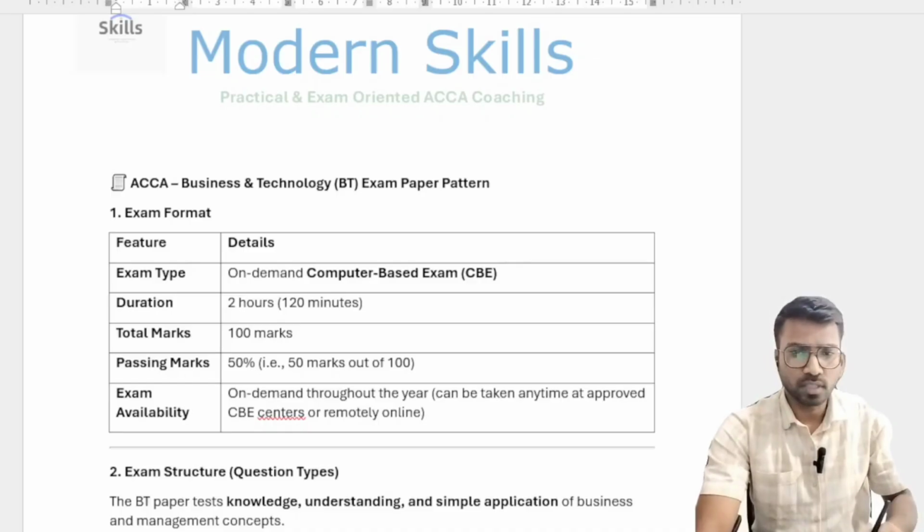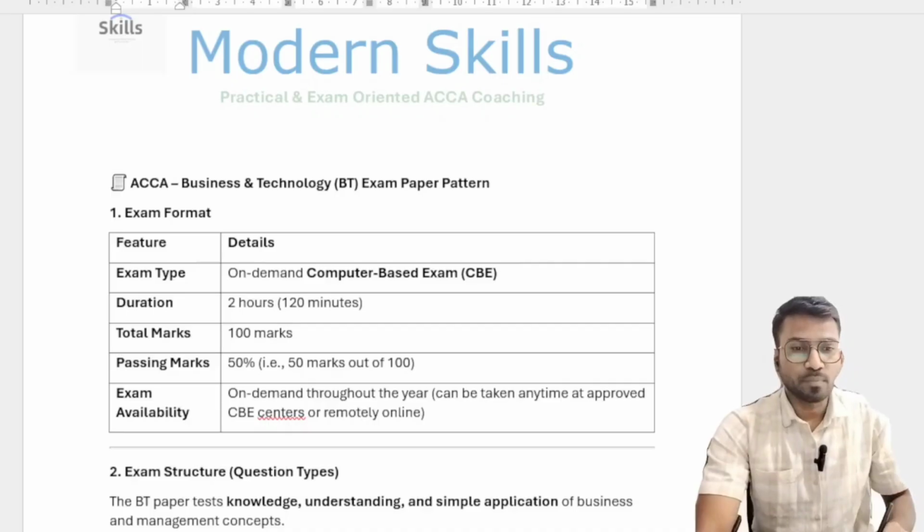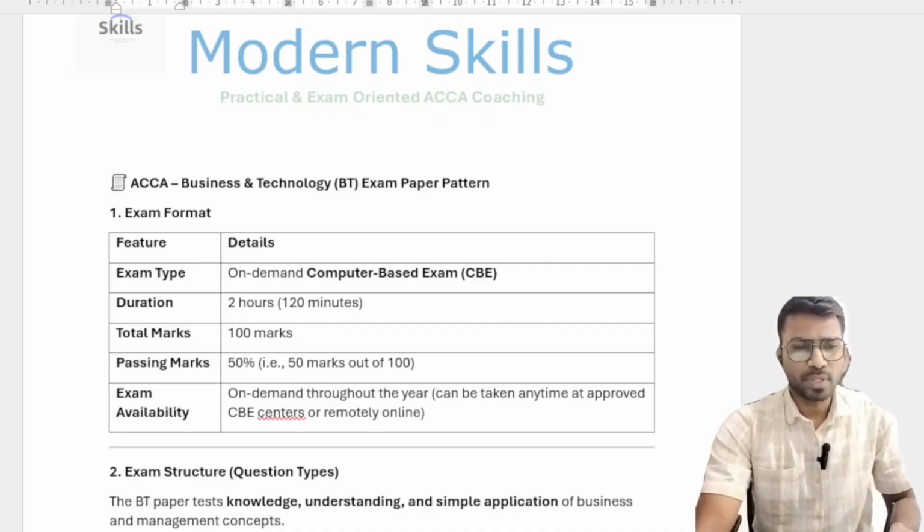If you are ready for the exam, you can give it even one day later, and you can book your CBE center wherever you reside. It is a fully computer based exam, and you can give it throughout the year on demand. So the biggest advantage of BT is you don't need to wait for March or September. You can plan your exam anytime.